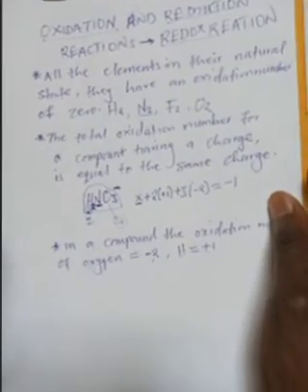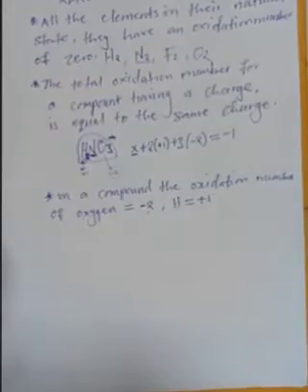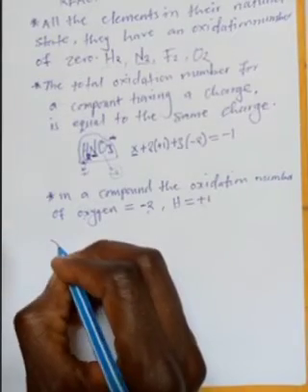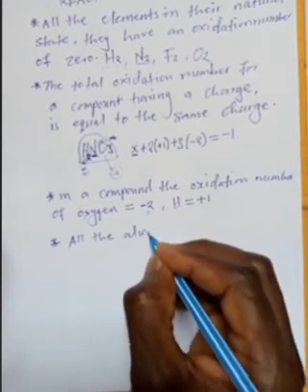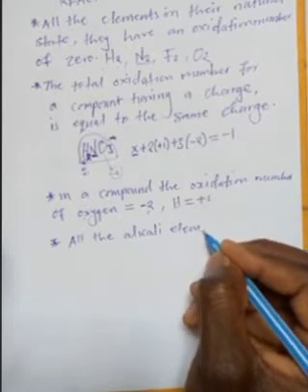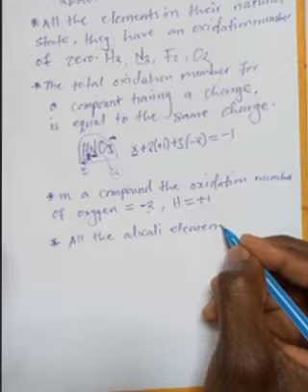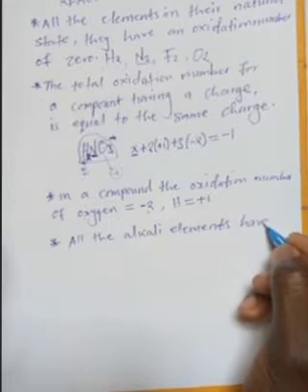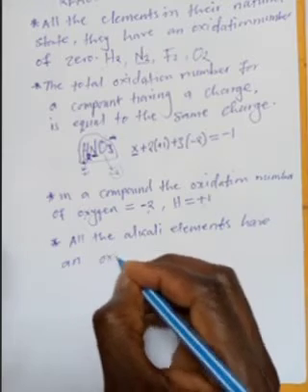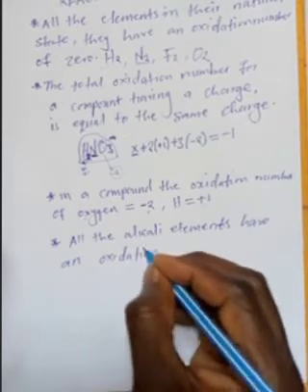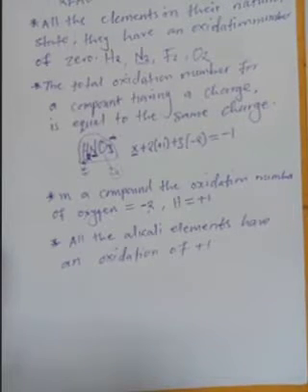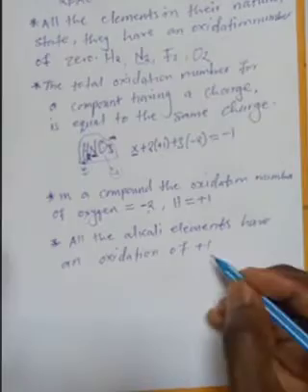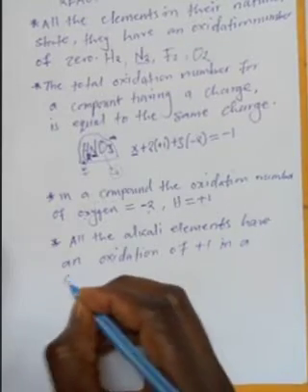Those are just simple rules that we have to remind ourselves. All right, the other rule which you have to understand the most is: all the alkali elements have an oxidation number of +1. In short, all the group 1 elements must have an oxidation number of +1. That is if it is part of a compound. So here I'll write in a compound.